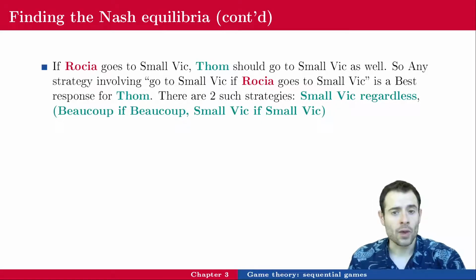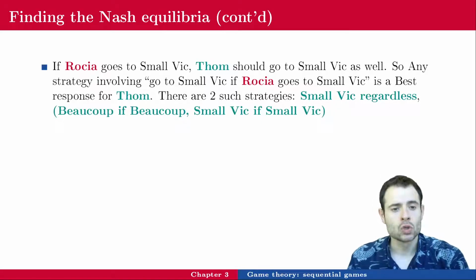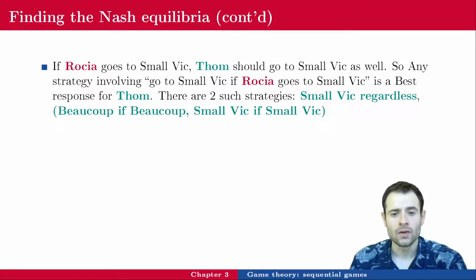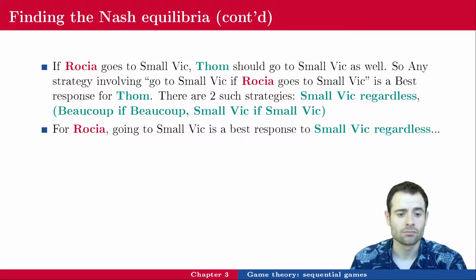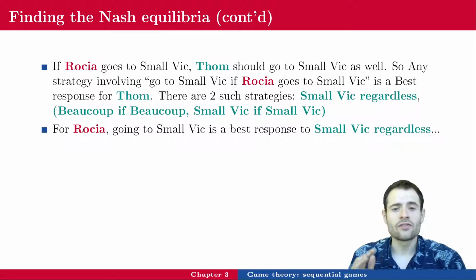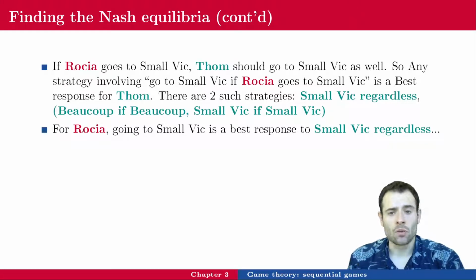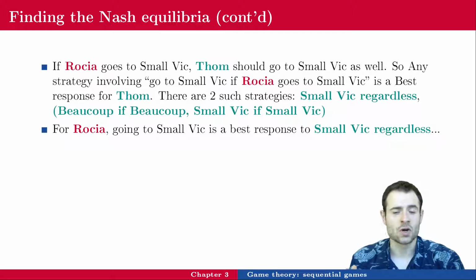Now let's check the other way around. Should Rosia go to small victory if Tom plays either of these two strategies? Well, if Tom goes to small victory no matter what, Rosia wants to meet him there, right? So, for Rosia, going to small victory is the best response to that strategy.